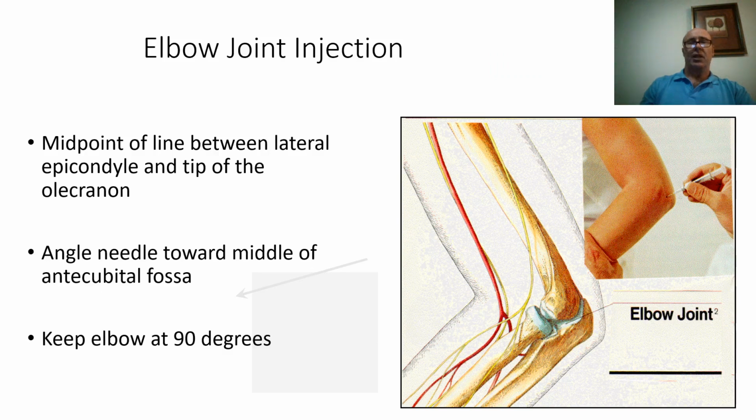Injecting the elbow joint is pretty simple. You want to go lateral, palpate the lateral epicondyle and the tip of the olecranon. Exactly between those is where the joint is. You can palpate it yourself, angling the needle towards the middle of the antecubital fossa, holding the elbow at 90 degrees. It's a very safe injection. There's nothing much of importance laterally, and it's a very easy way of aspirating the joint or injecting into the elbow joint.